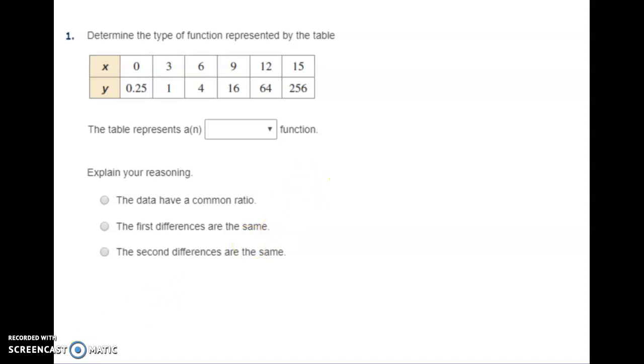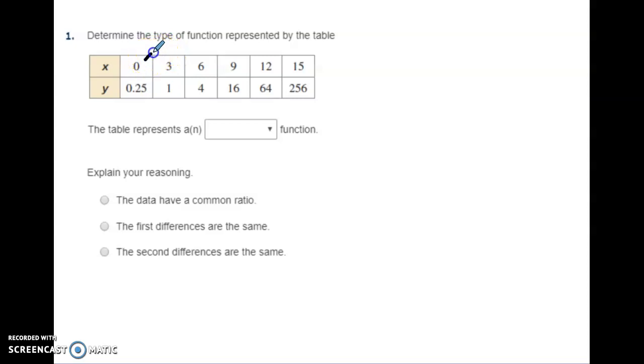All right, let's do the problems from the 5.6 book assignment. I just copied and pasted the problems right out of the online book assignment, and I'm just going to show you how I would solve them.